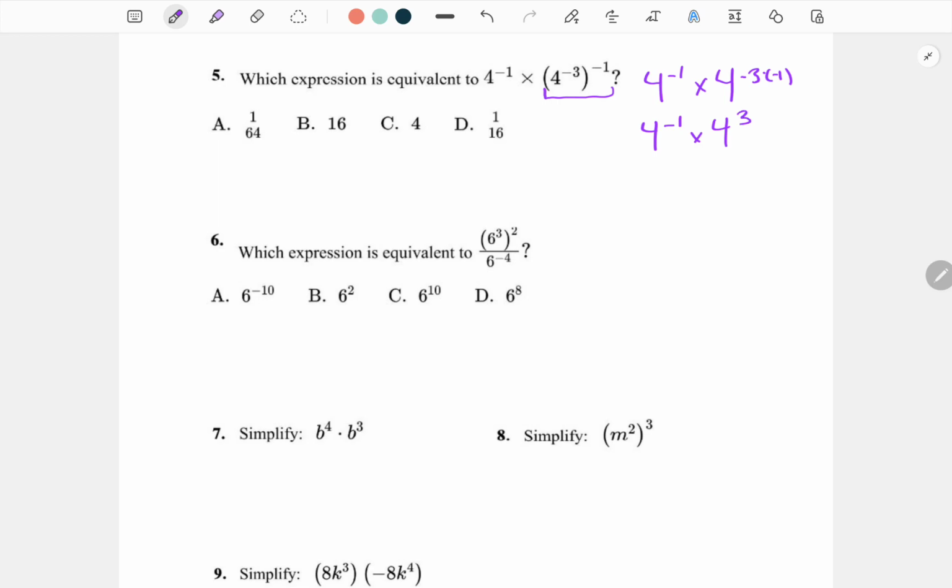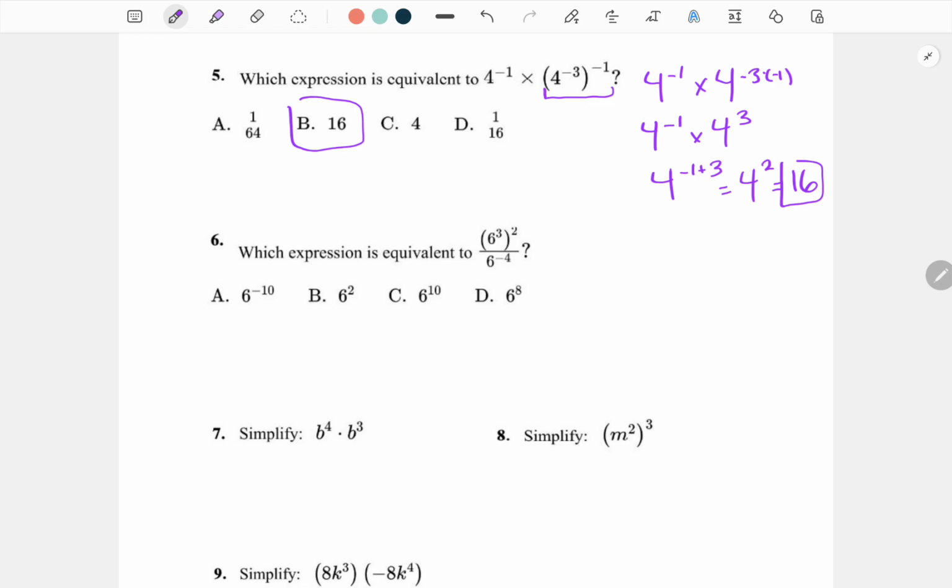Now that I have multiplication, I'm going to use the product of powers, which means I'm going to keep the base the same and add my exponents of negative 1 plus 3. Negative 1 plus 3 is positive 2. And 4 squared is just 4 times 4, which is 16. So that would be B.